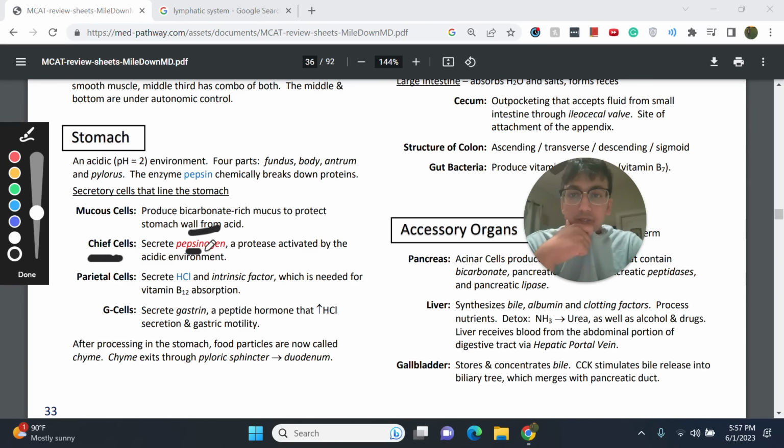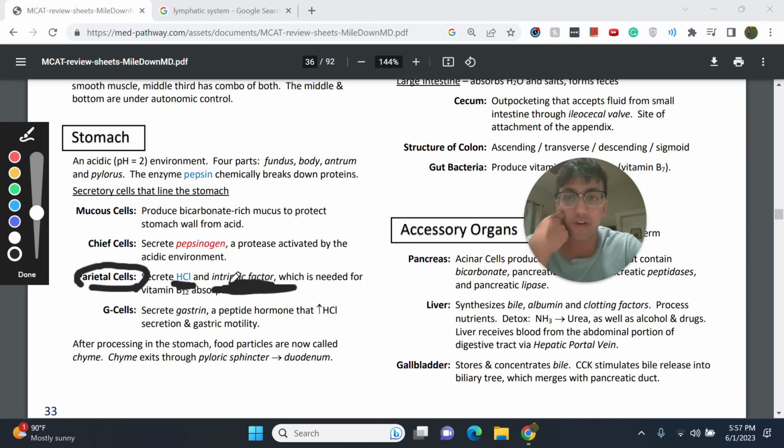The next thing is chief cells. Chief cells release pepsinogen, which is then converted to pepsin, which breaks down proteins. Parietal cells are very, very important, and they release HCl, so they actually release the acid, and they also release intrinsic factor. And so if you don't have parietal cells, this goes beyond what you need to know, then you might not produce enough intrinsic factor, and you'll get less vitamin B12 absorption, and you'll get this thing called anemia of chronic disease.